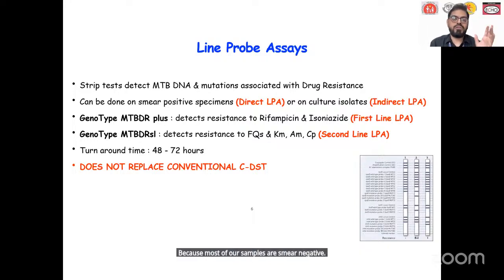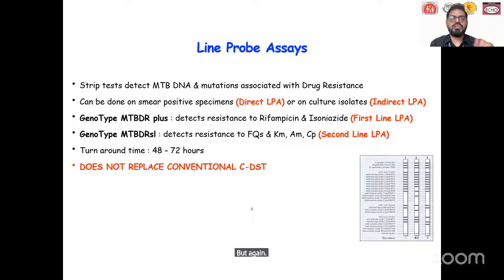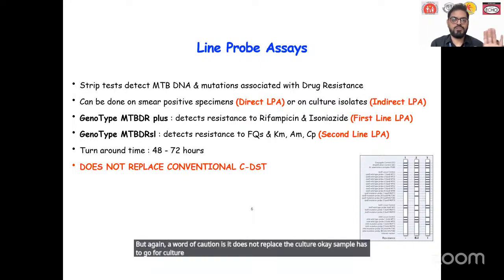Except, for example, when we are dealing with adolescents, like the 14 to 18-year age group, where they have the adult type of pulmonary tuberculosis, where there are cavitations or fibrosis and all, where the bacterial load is high, there maybe the line probe assay helps us. But again, a word of caution is it does not replace the culture. Okay, sample has to go for culture. There is no question that each and every patient, one sample has to go for liquid culture.